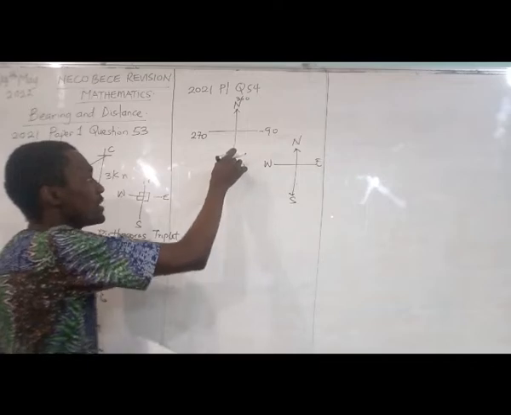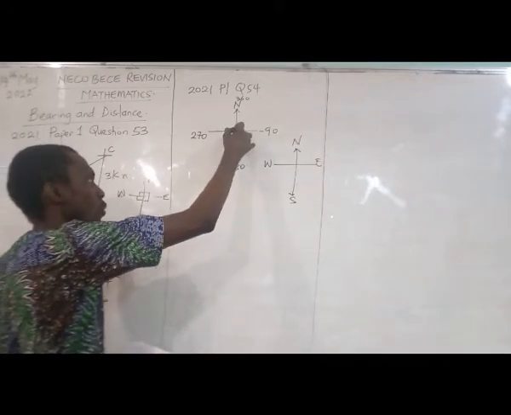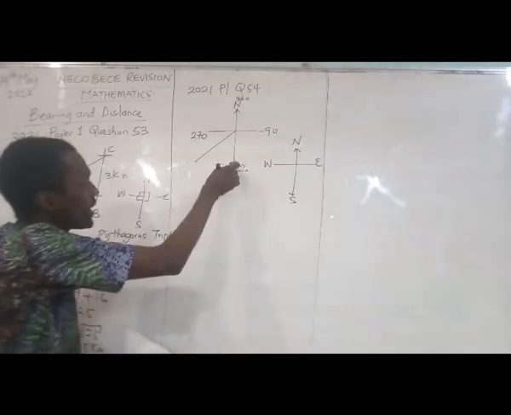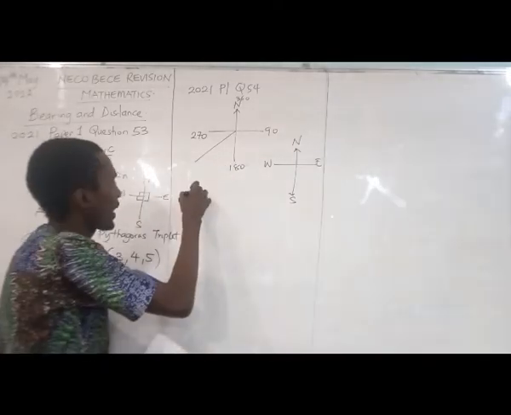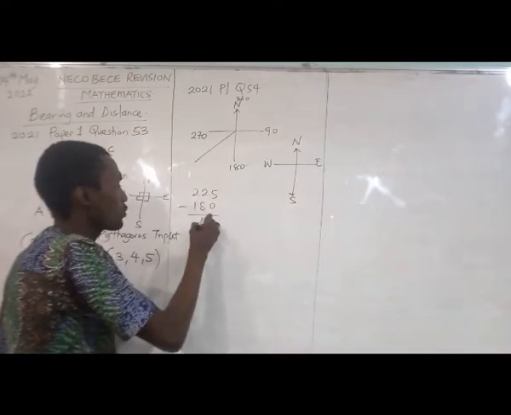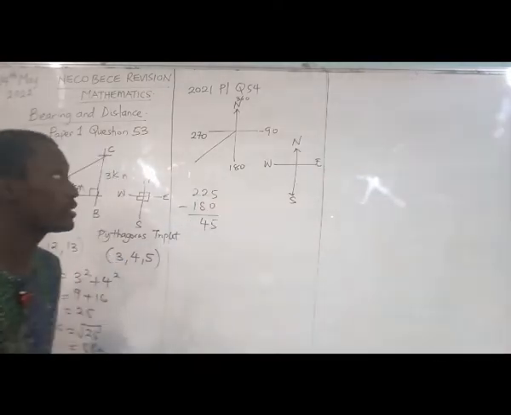225 will lie between this and this. So 225 must be somewhere around here. So what must I add to 180 to get to 225? I can do subtraction. And if I do that correctly, I'm going to have 45 degrees.